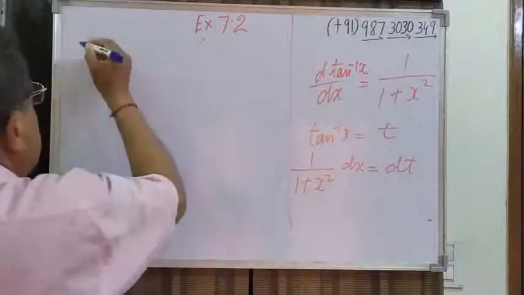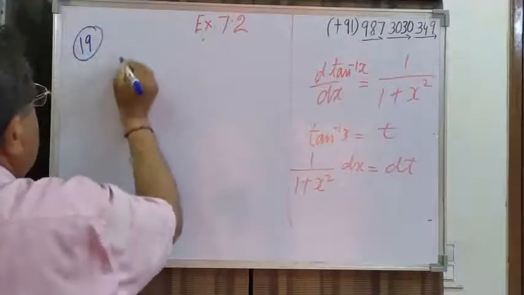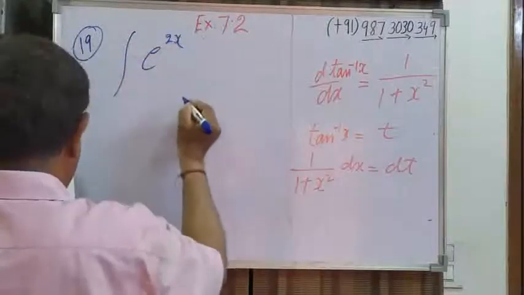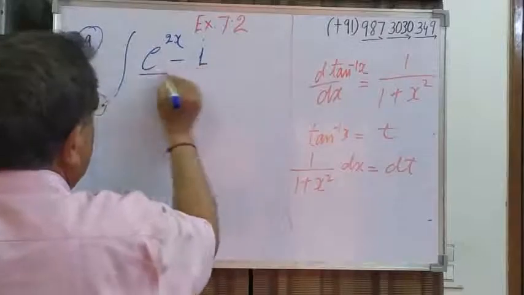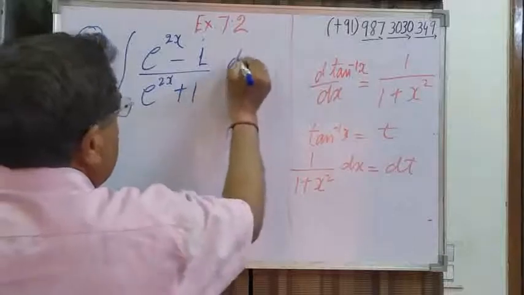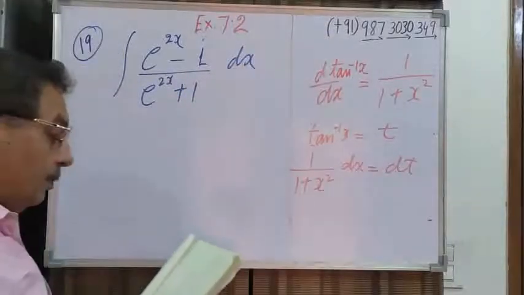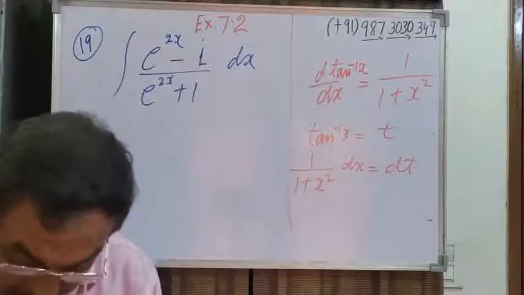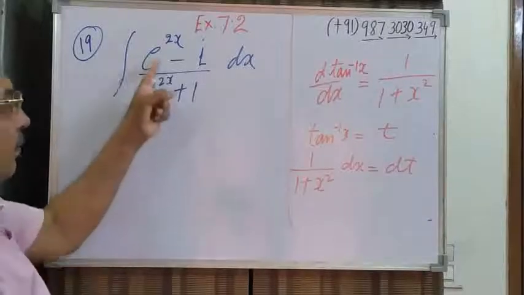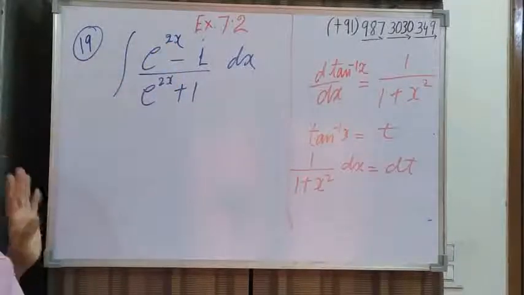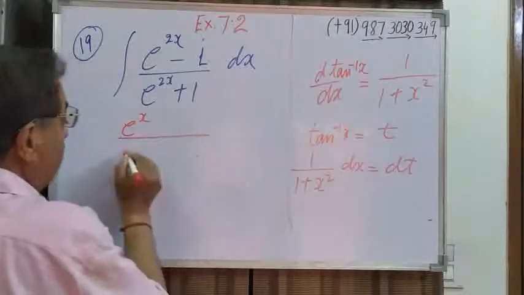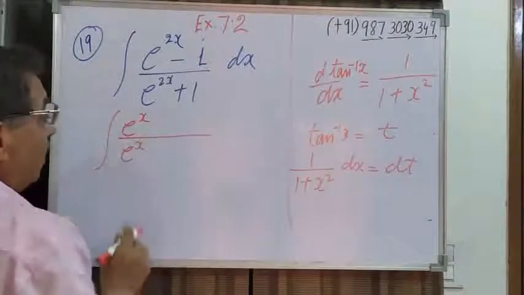Now question number 19. What does question number 19 say? Integration of e to power 2x minus 1 divided by e to power 2x plus 1 dx. Now what we do? We first of all simplify this question. How would you simplify? I take e to power x common from the numerator as well as from the denominator.